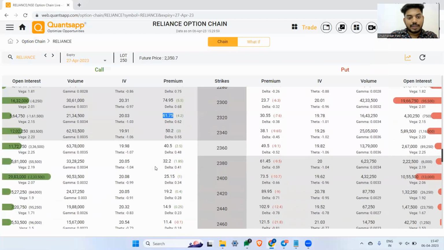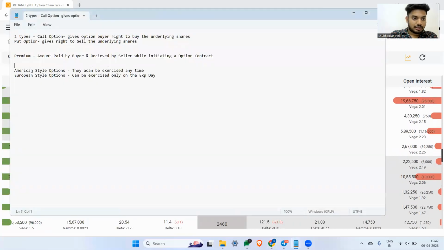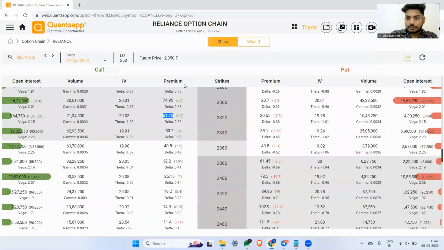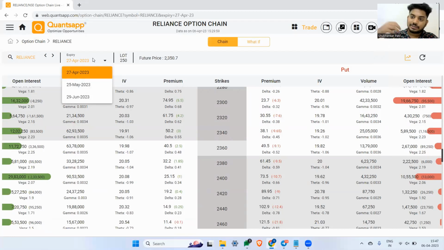Now moving ahead, we have more jargons such as American style options and European style options. The difference is that in American style options, you can exercise those options anytime before the expiry as well. Options are a wasting asset. You can't buy an option and just hold it forever. At some day, it is going to expire, which means after that day, that option will not hold any value.